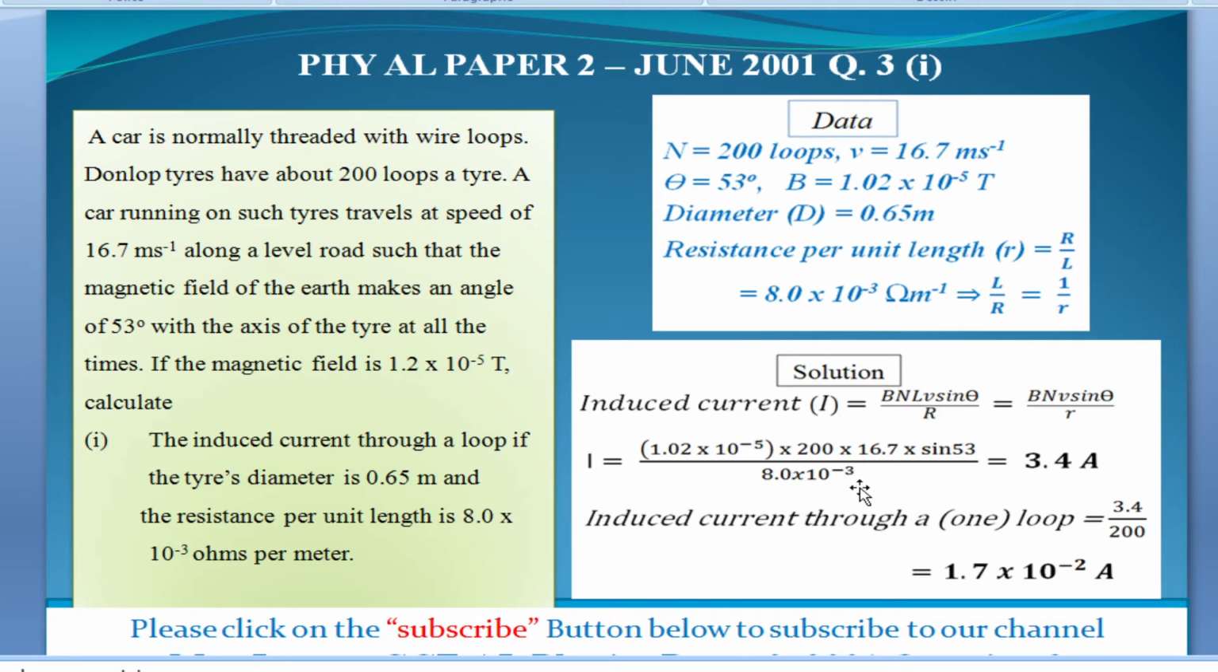But our question says we should calculate the induced current in a loop, which in this case is 1 loop. And so we will take this divided by 200, and we'll have 1.7 times 10 to the negative 2 ampere. Normally, I could have done this by putting 1 in the place of 200, but I chose to put 200 because I will use this answer in the subsequent question. So we'll go to Roman 2.